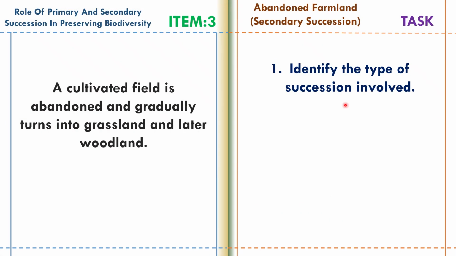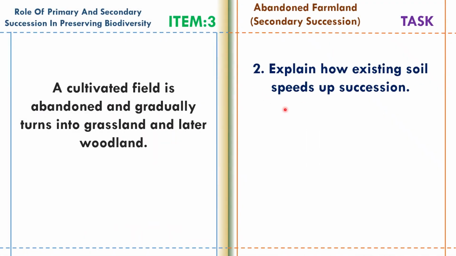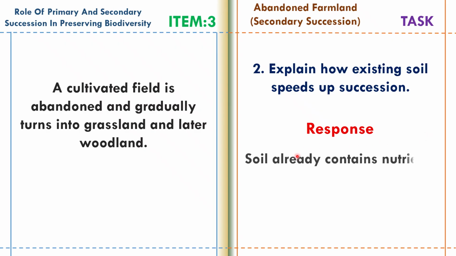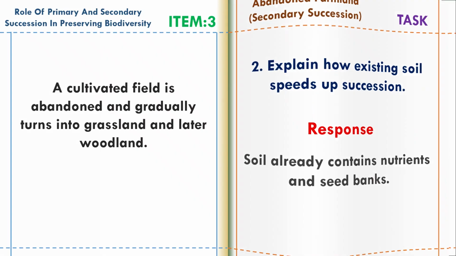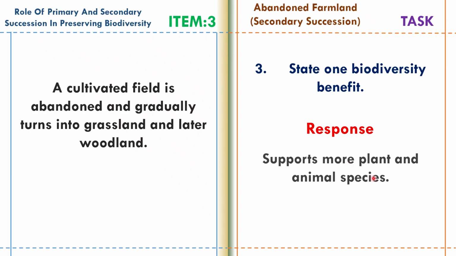Identify the type of succession involved. Secondary succession. Explain how existing soil speeds up succession. Soil already contains nutrients and seed banks. State one biodiversity benefit. Supports more plant and animal species.